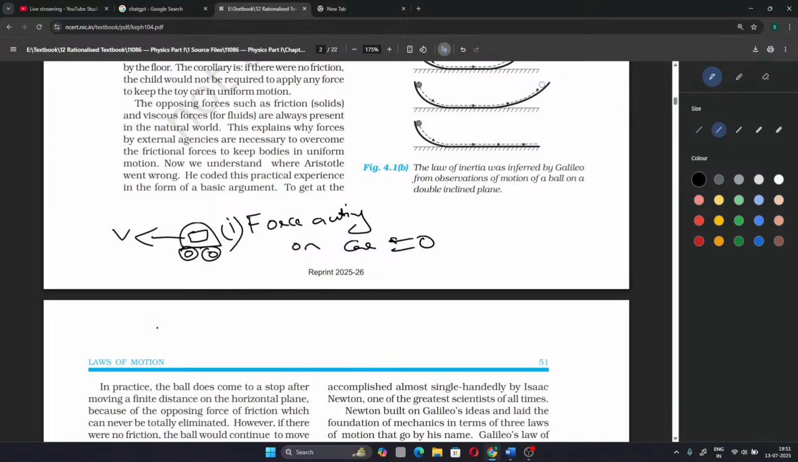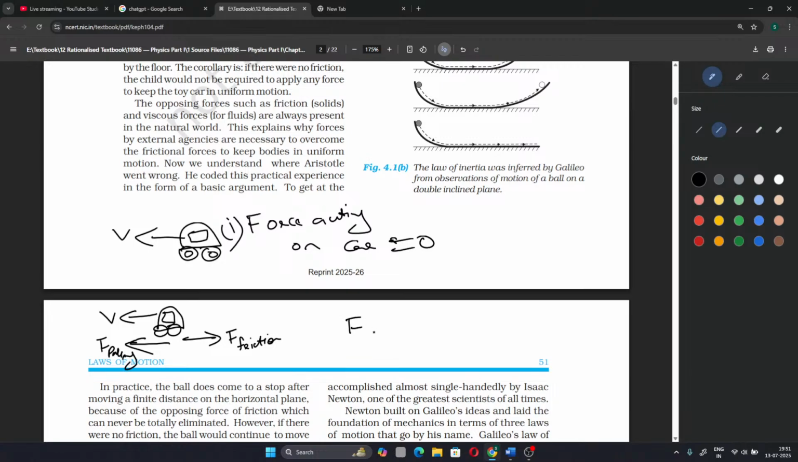Basically, friction: if the car is moving in this direction, the friction force will act in this direction, then it will come to a stop. So for the car to continue to go in uniform motion, we need to apply an equal and opposite external force, that is the force of pulling, the boy pulling the car.